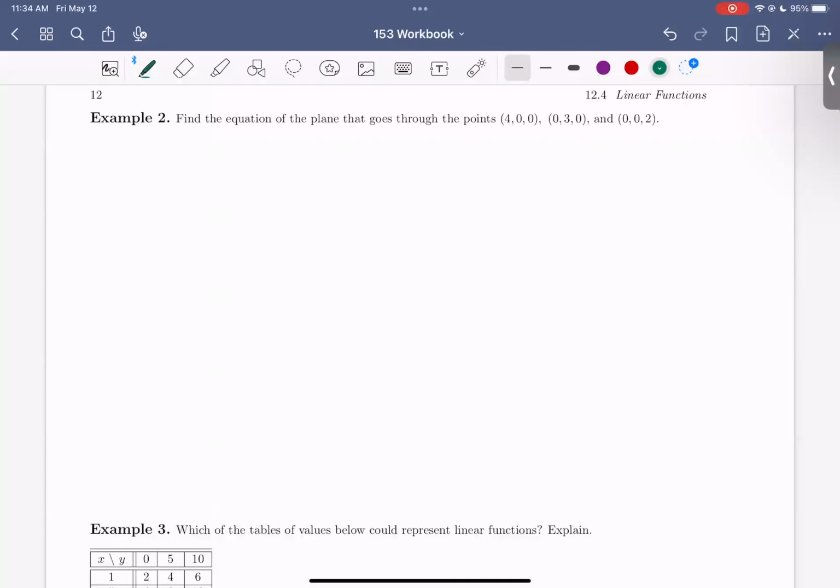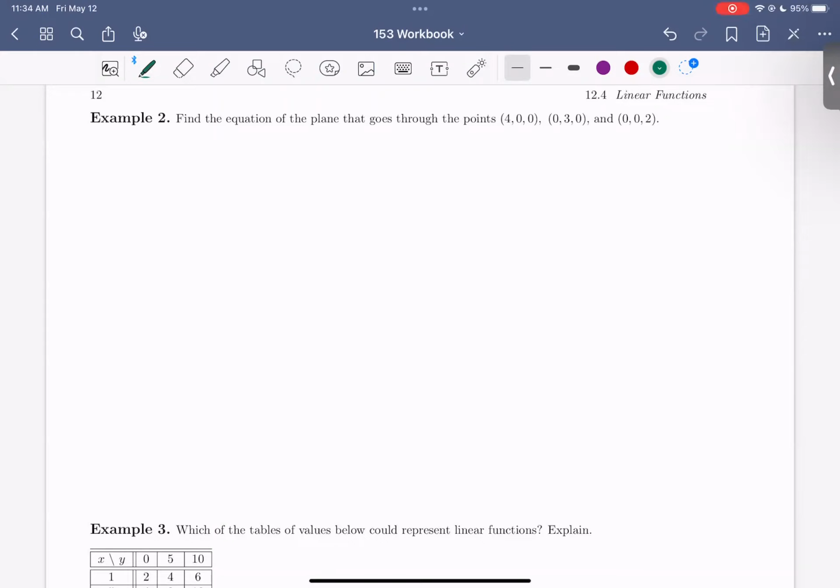In this video, we're going to work through example 2 in section 12.4. I really like this example because it's going to allow us to visually see where these lines in the X or Y direction, giving us slope, can be seen on a plane. All right, so let's go ahead and work through this together.